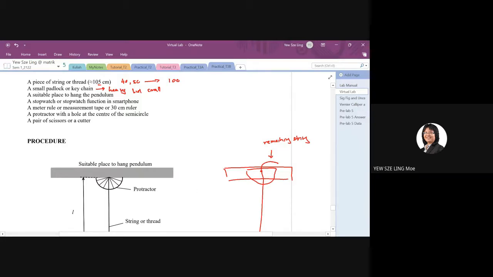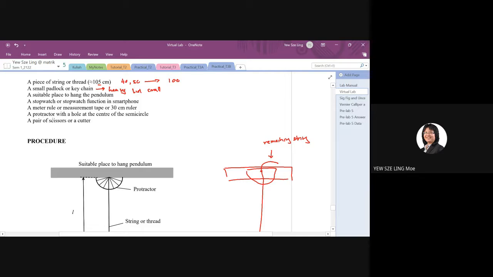And then a suitable place to hang the pendulum, like I told you just now, perhaps a rack, or maybe a table edge, but make sure your table is high enough. Then a stopwatch, or a stopwatch function in a smartphone. So again, you can use a stopwatch or a smartphone stopwatch. A meter ruler, for you to measure the string.